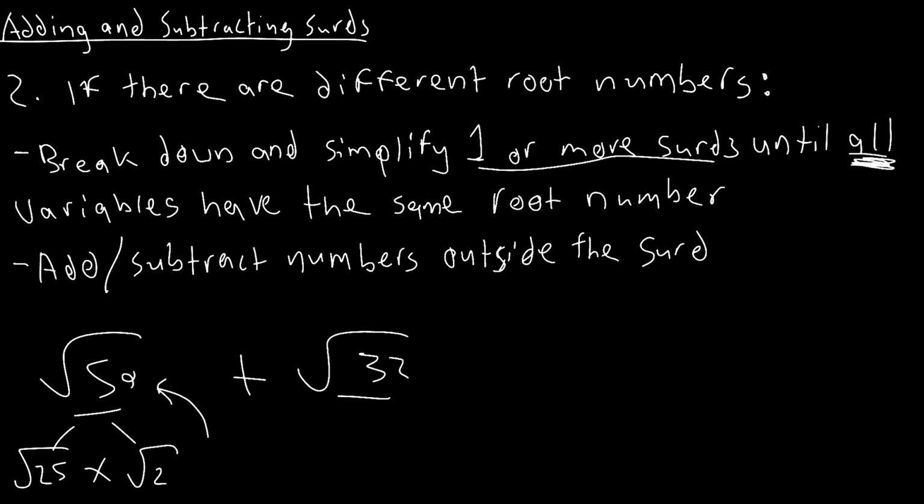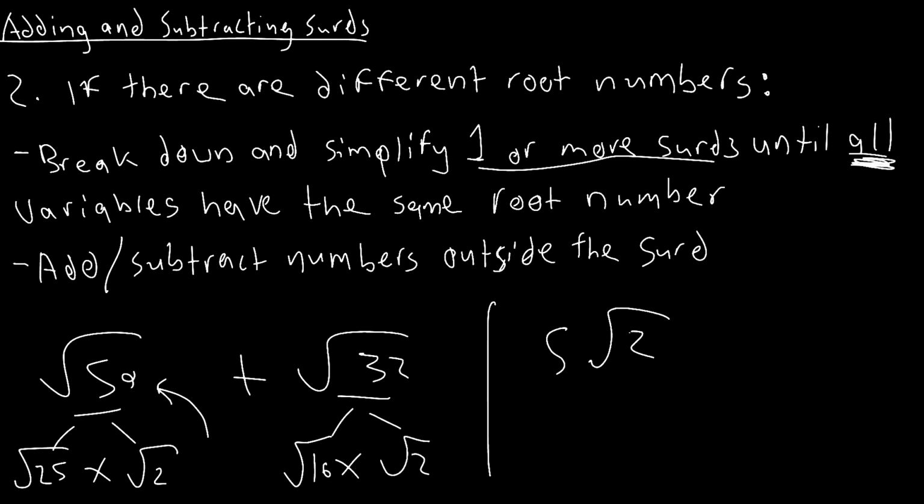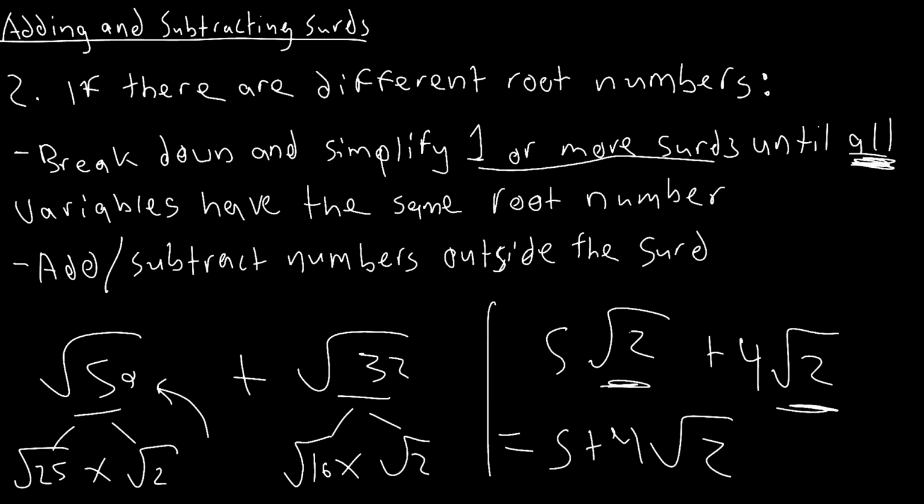So root 25 times root 2 turns into 5 root 2, and then for 32, I can have root 16 times root 2, and that gives me 4 root 2. And now is when we can add or subtract them, as they both have the same variable, aka root 2. So after that, all we have to do is add or subtract the numbers outside the surd. So this just gives me 5 plus 4 root 2, and therefore my answer is 9 root 2.